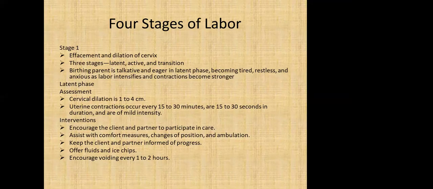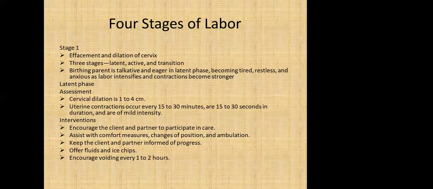Now, another thing they also like asking is how often contractions occur. So contractions occur every 15 to 30 minutes. Okay. So within the first phase, that is the latent phase, contractions should be occurring every 15 to 30 minutes. So the woman should be experiencing contractions every 15 to 30 minutes.